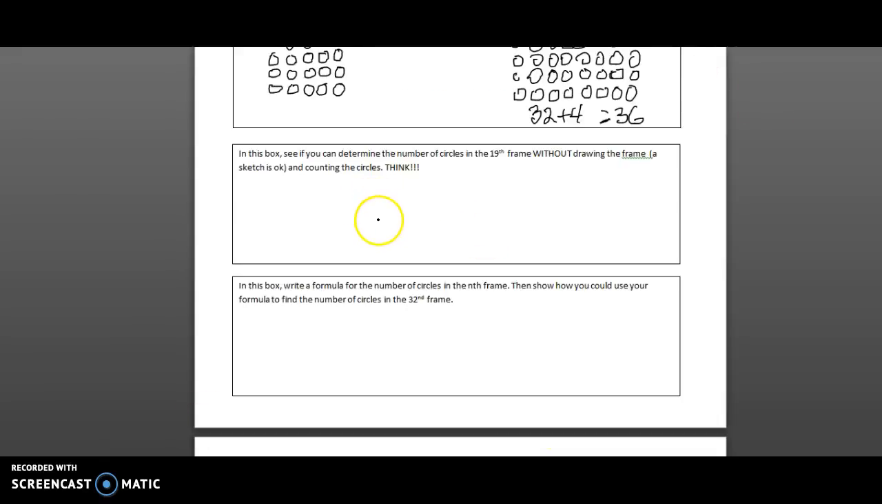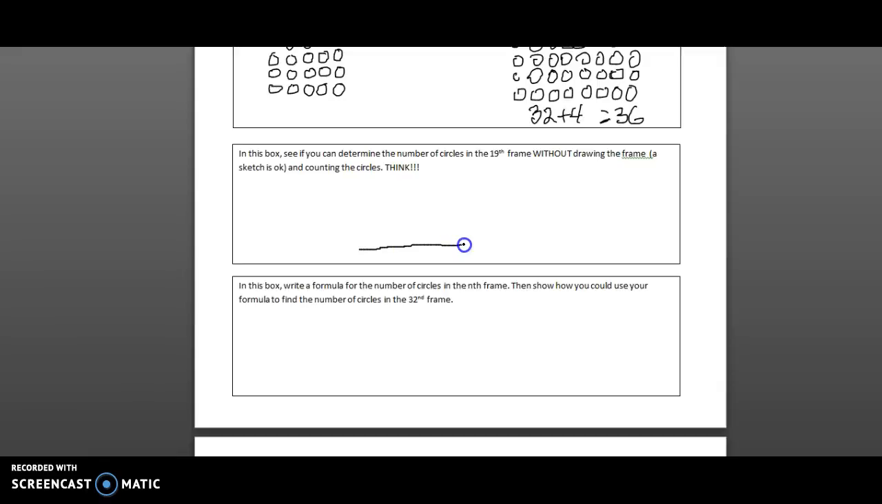So like I just said, it gets tedious really fast to be drawing all of those circles and actually drawing the frames. So we want to take a shortcut and we want to do it explicitly. We want to figure out how many circles are in the 19th frame without actually drawing the whole frame, but most students find drawing a quick sketch makes a really big difference, so I'm going to do that.